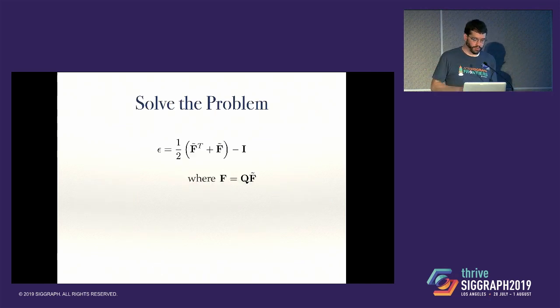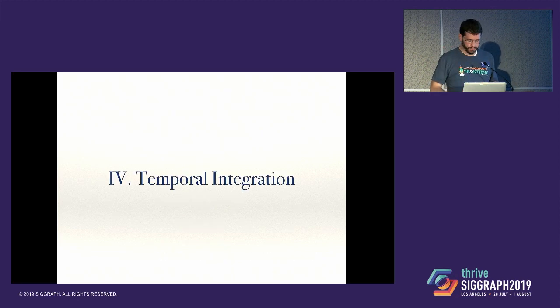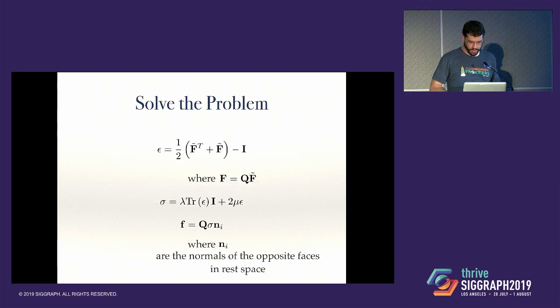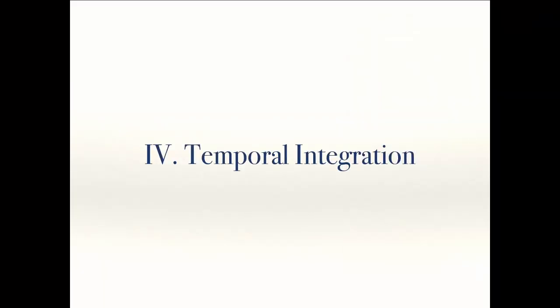Then we solve the problem, right? So we say that the strain is going to be this strain metric that we talked about earlier, the co-rotational strain. We say that the stress is going to be some function of that strain. Then we say that the forces are going to be that rotation from the co-rotational form times the stress times the normal of the opposite face. And yeah, the normals are the normals to the opposite face in rest space. And then we have forces. And when we have forces, we apply those forces and use temporal integration to solve the problem further. Yeah, okay. So temporal integration.